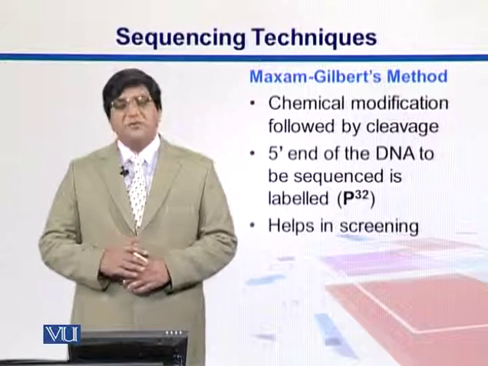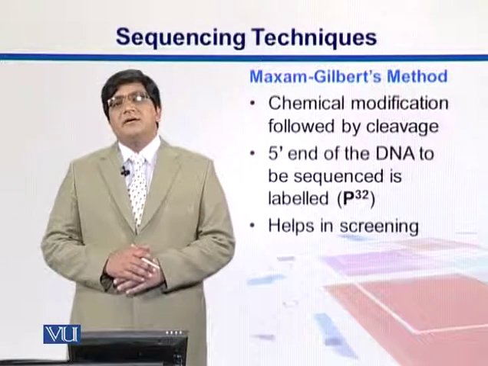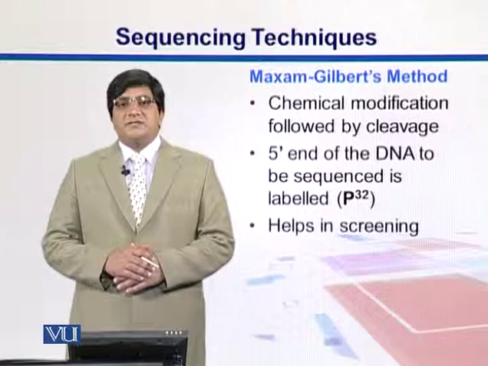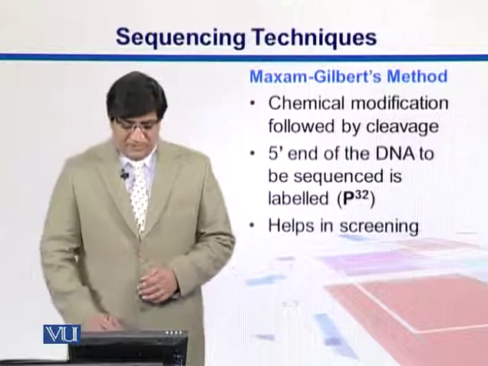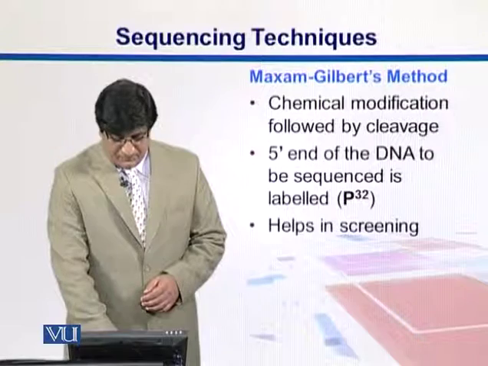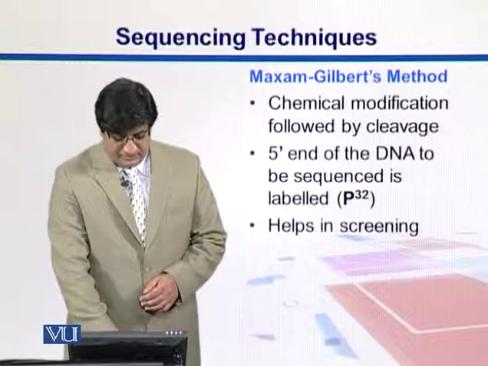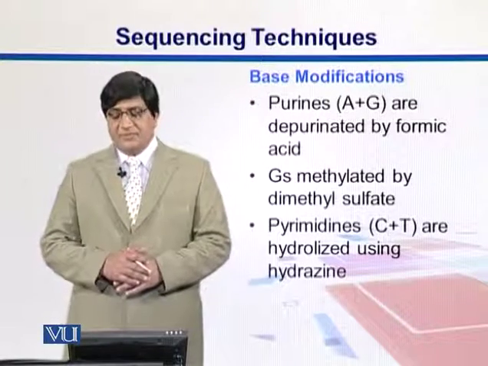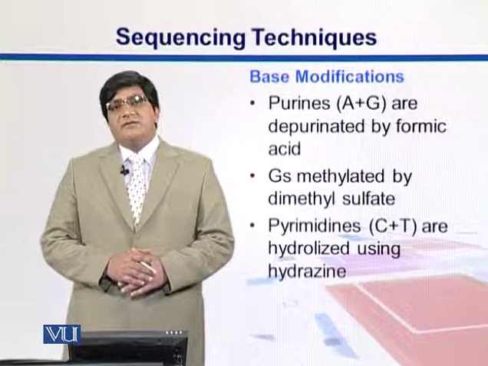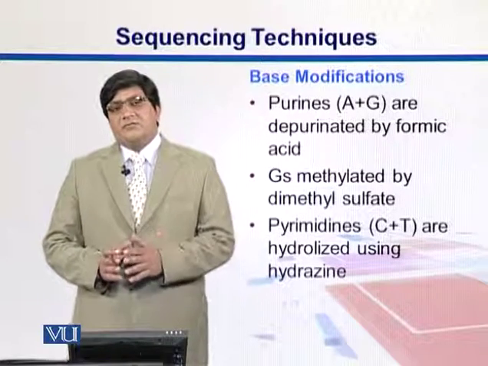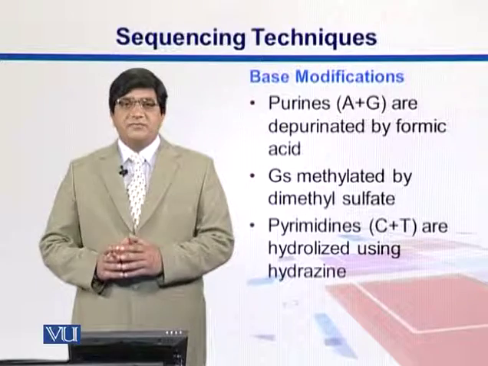And then what we do here is we label the DNA before we modify those bases. This helps in screening of these fragments. So the 5' end of the DNA is labeled with phosphorus P32. Different modifications are done in a way that there are two groups. One group is purines and the other group is pyrimidines.